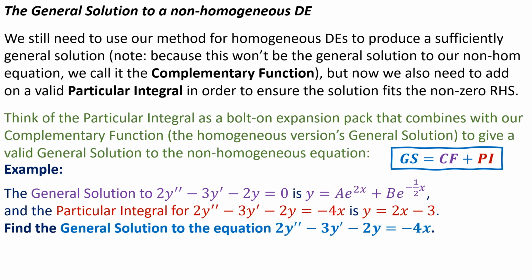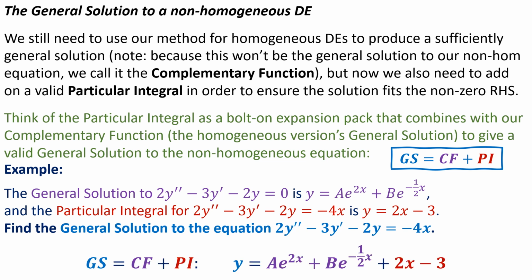What we're going to do now is combine those two things together, and it's literally one line. We've already found the complementary function, we've found the particular integral, and by adding those two expressions for y together, we generate our general solution. And this is a complete and accurate general solution to the non-homogeneous differential equation. A e to the 2x plus b e to the minus a half x, that's the complementary function section, plus 2x minus 3. That is the particular integral.